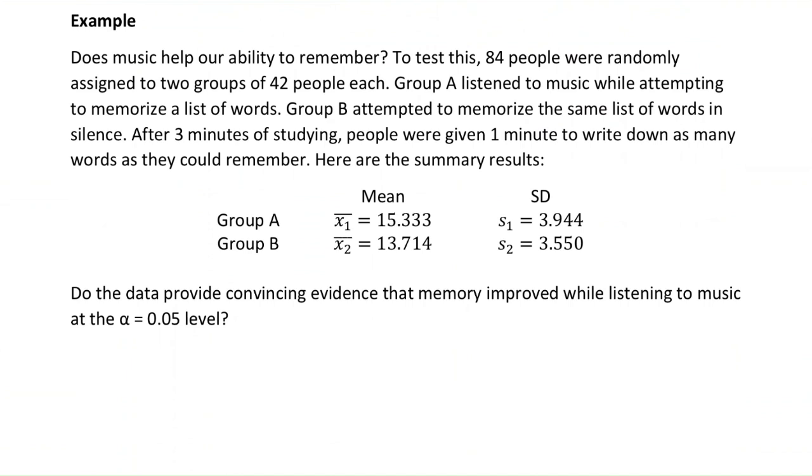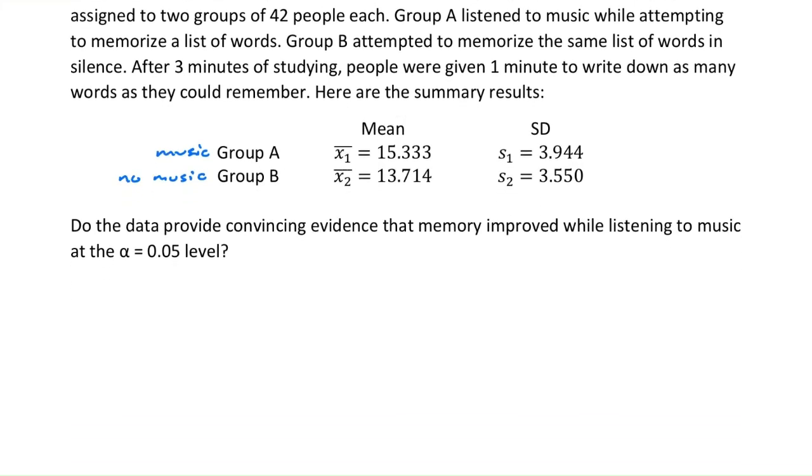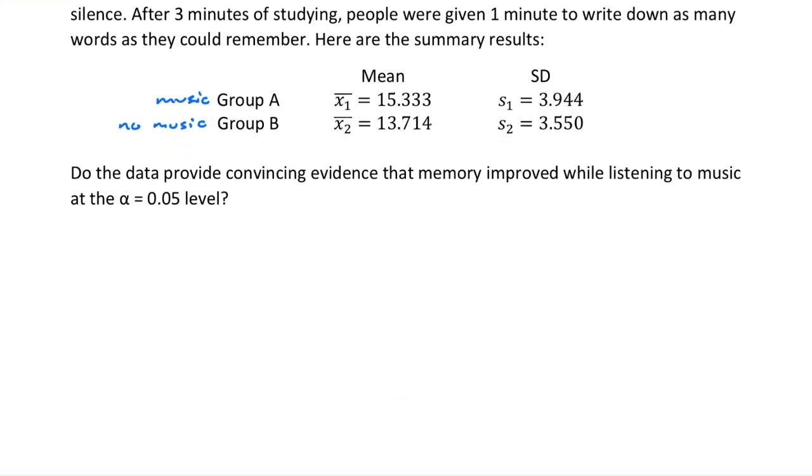All right, so again, Group A is the group that listened to music while they studied to see if that helped them remember, and Group B had no music. So just to keep these straight. All right, do the data provide convincing evidence that memory improved while listening to music at the 5% significance level? Okay, so same process we went through before. Let's start with our checks.